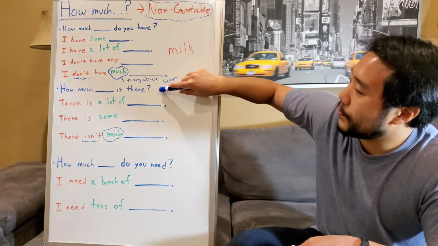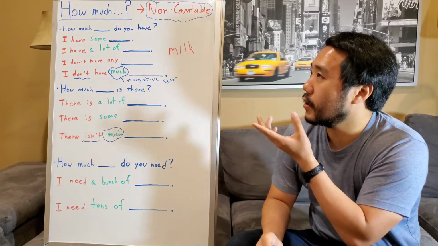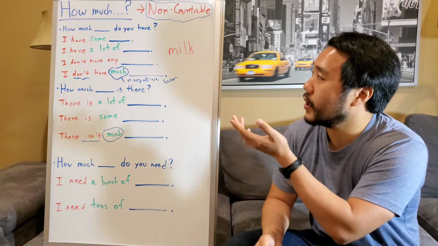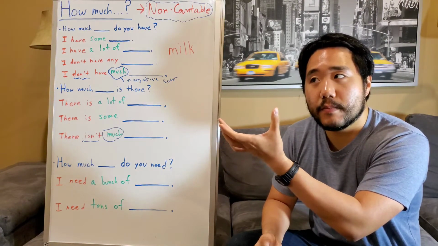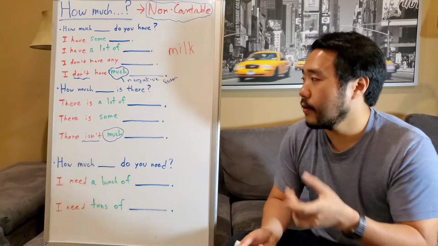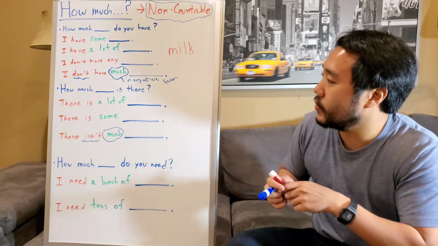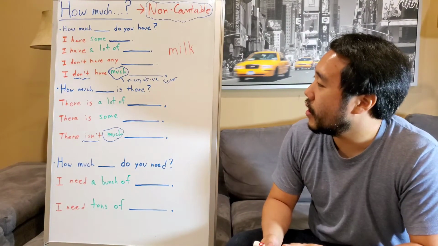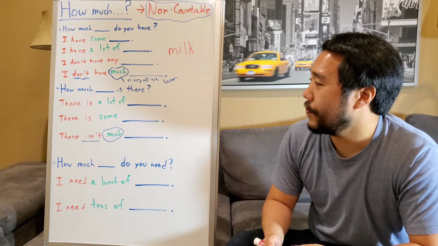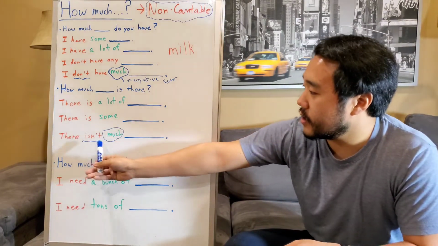And then here, in most cases, for the countable noun question, how many, the noun has to be plural form, right? But here, it doesn't have to be because, as I said, it's non-countable. So we have is. How much milk is there, right?